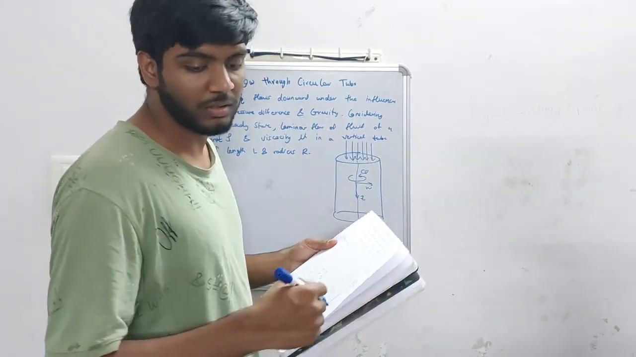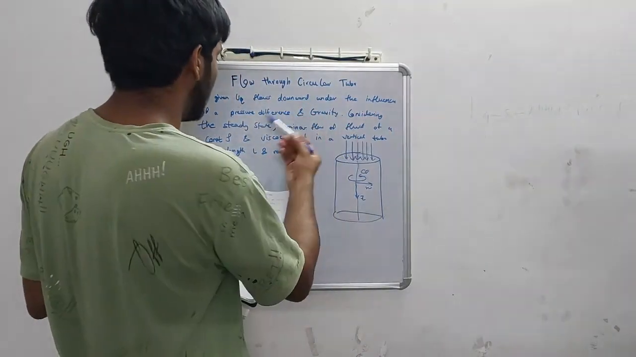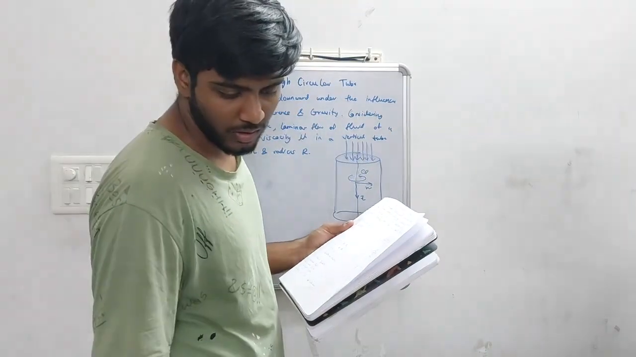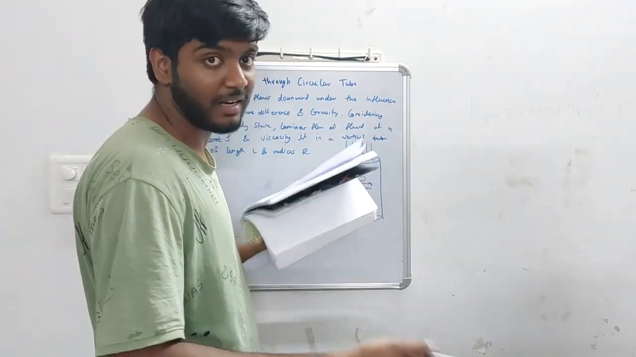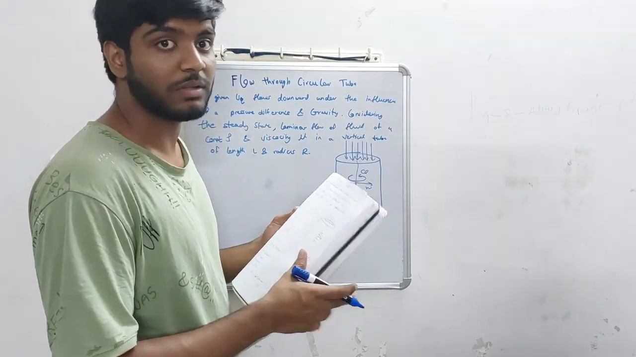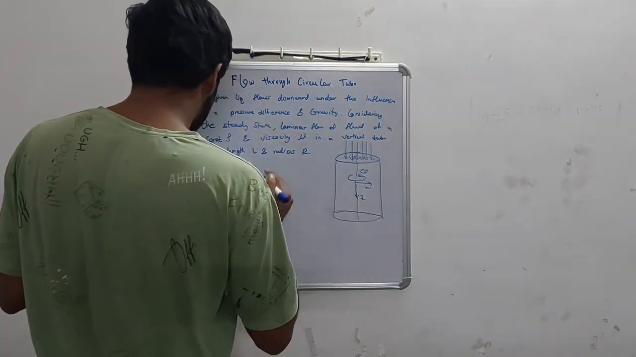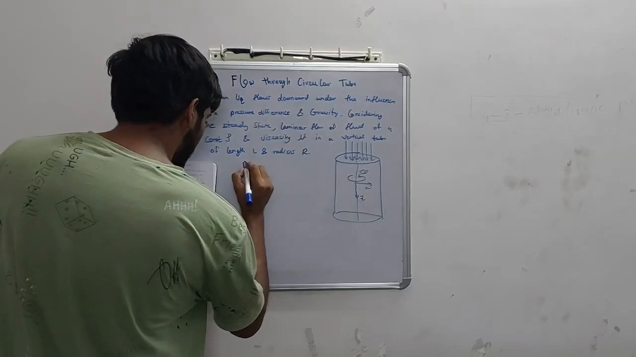Here in the question we are given that the flow is downward and it's a laminar flow. The tube length is L and radius is R, with constant density rho and viscosity mu. So our conditions are like this.